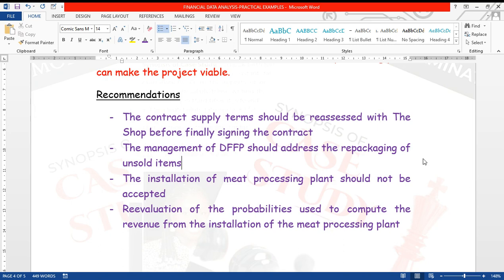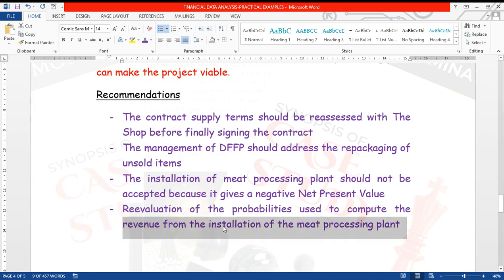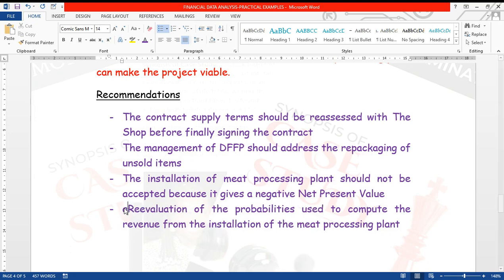So the installation of the meat processing plant should not be accepted because it gives a negative net present value. Then, the revaluation of the probabilities used to compute the revenue from the installation of the meat processing plant. So there should be a revaluation. They should reevaluate it. So these are just recommendations. There are other things I cannot do.